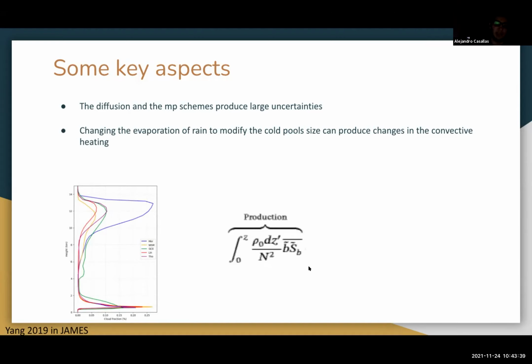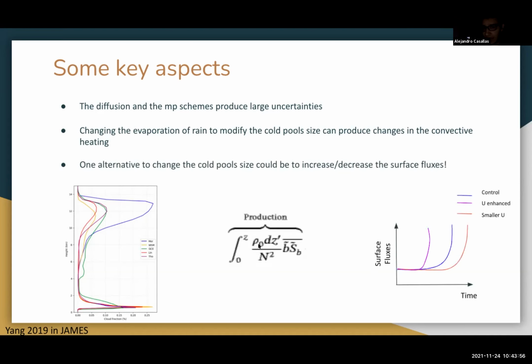That is a part of the APE production, where S is the buoyancy sources, B is the buoyancy, and this line is the slow component that is like a moving average, and this is the domain mean. N is the Brunt-Väisälä frequency, and rho is the density. And one alternative is to change the cold pool size, because it could decrease or increase the surface fluxes, and in that way we can recover faster cold pools or slower, and see how sensitive the aggregation is to this.